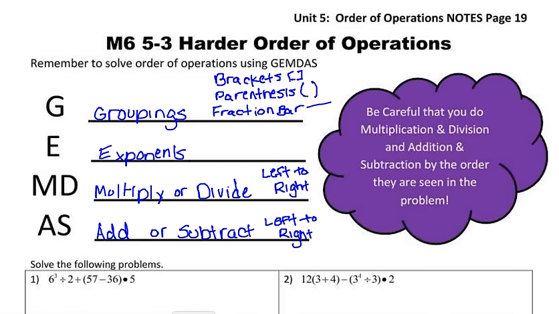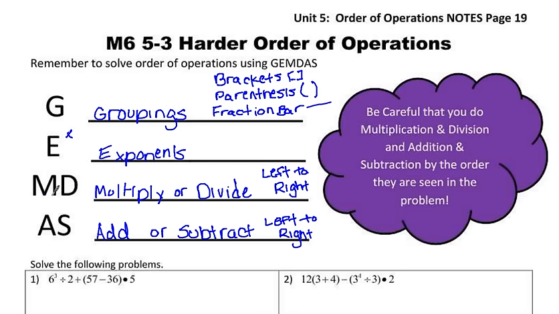So with this video, we're continuing to talk about order of operations, but we're just making it a little bit more difficult and adding in more operations to solve. So make sure you copy this in. It says, remember to solve the order of operations using GEMDAS. So that's our groupings, our exponents, and we can add in the little x on the exponent. So remember, it's that little digit up in the corner.